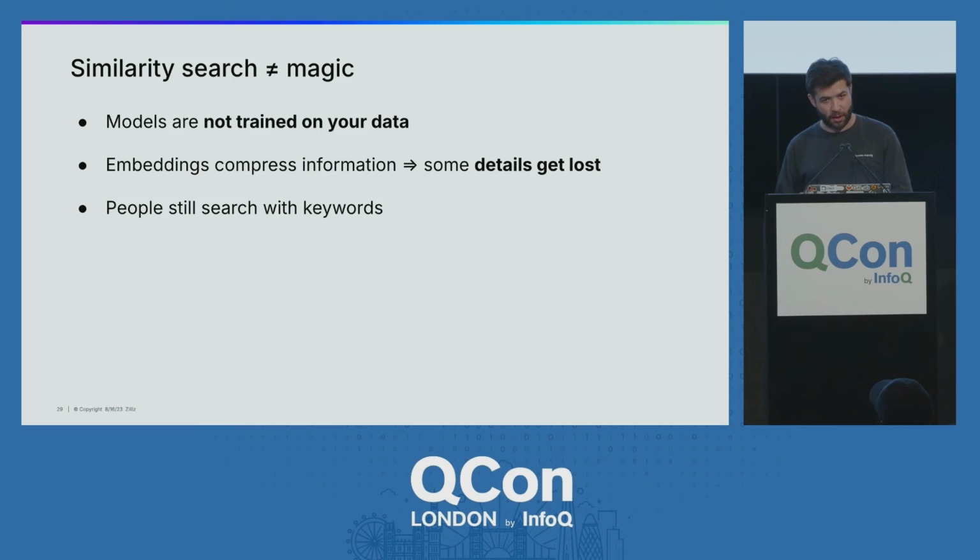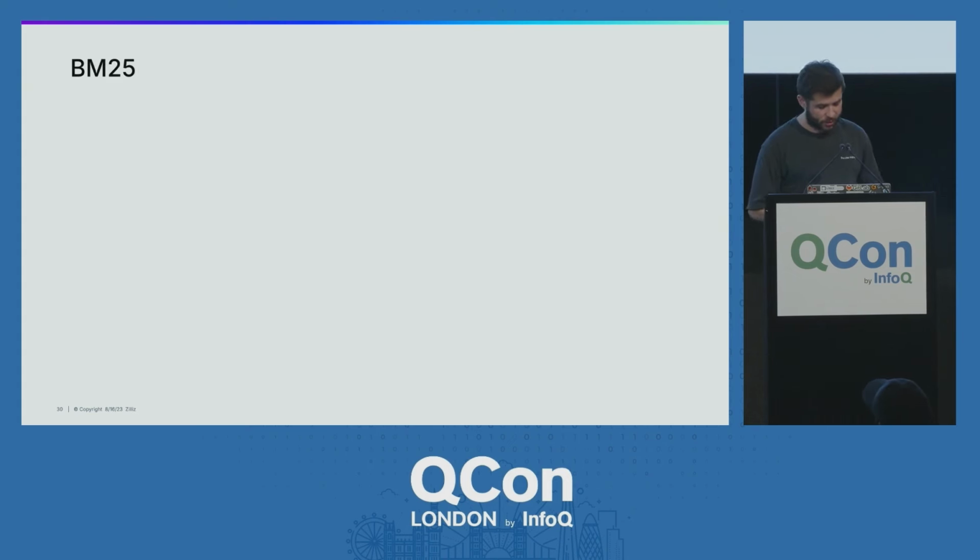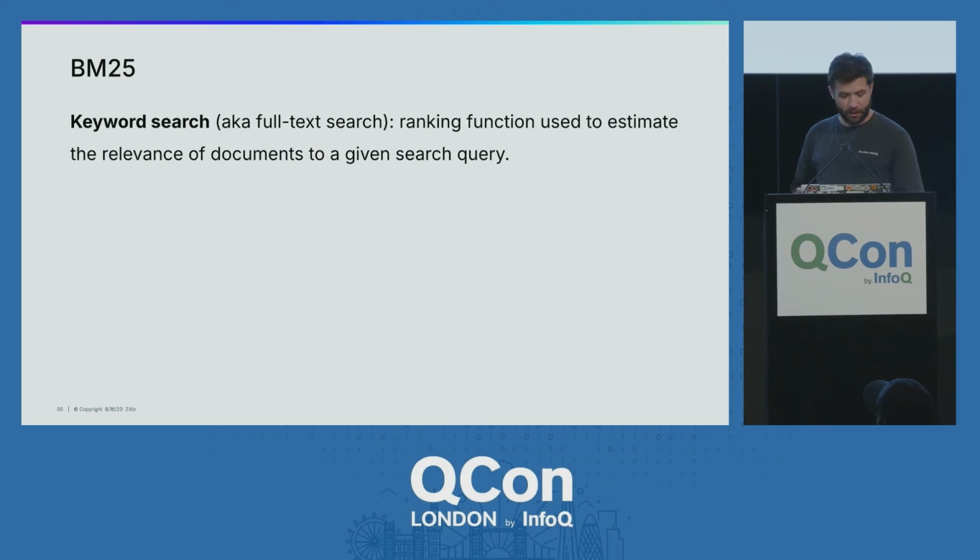Finally, people still search with keywords. So you may have the best embedding models, the best vector search. If people are searching with keywords because they want a specific product, then you will very likely not be able to find it. So we have something else, which is BM25, which is a very old technology now, also called full text search or keyword search.